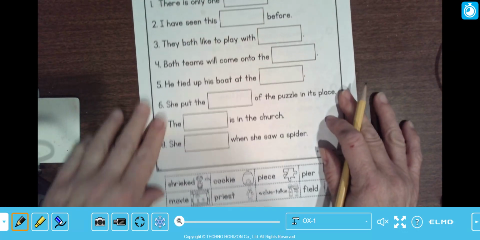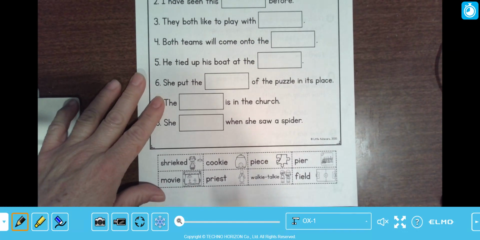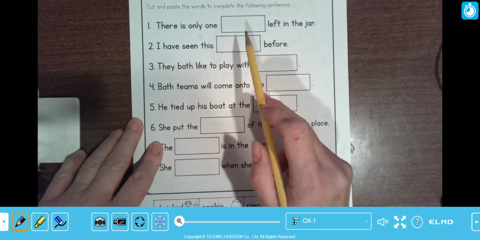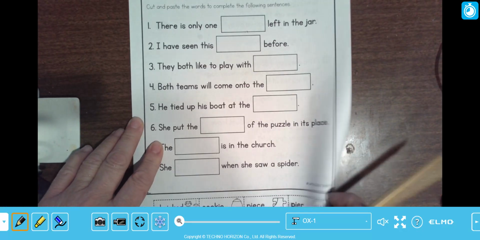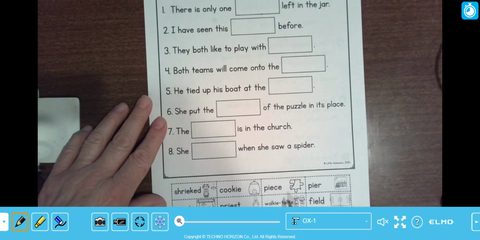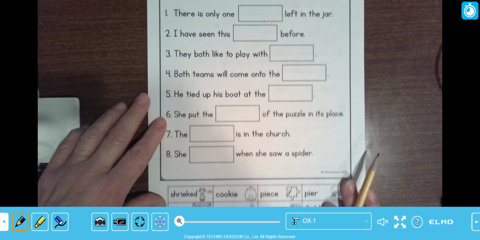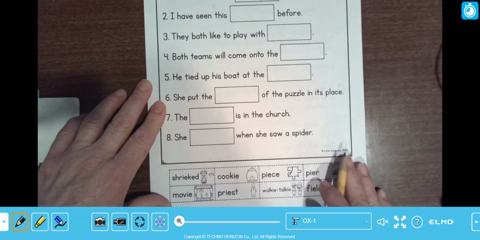So let's look at the words at the bottom. Now, this is a cut and paste, but we are not going to cut and paste today. Today we're just going to write them here for homework, because if there's homework on the back, then when you cut and paste, it'll ruin the homework on the back. So we're just going to write it into its spot, okay?